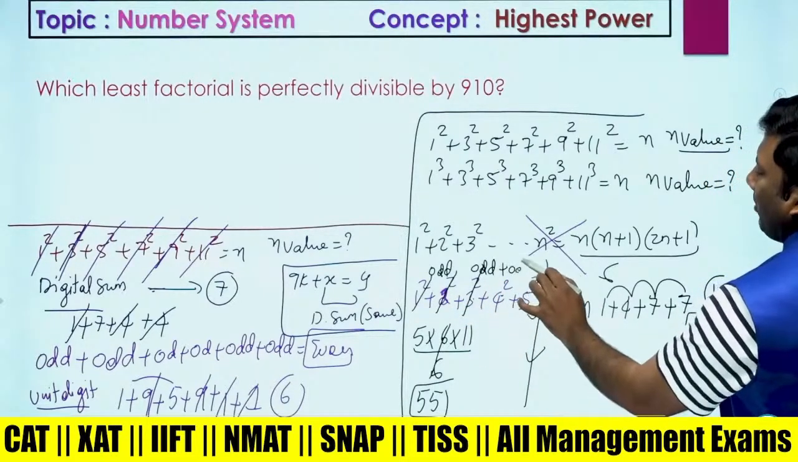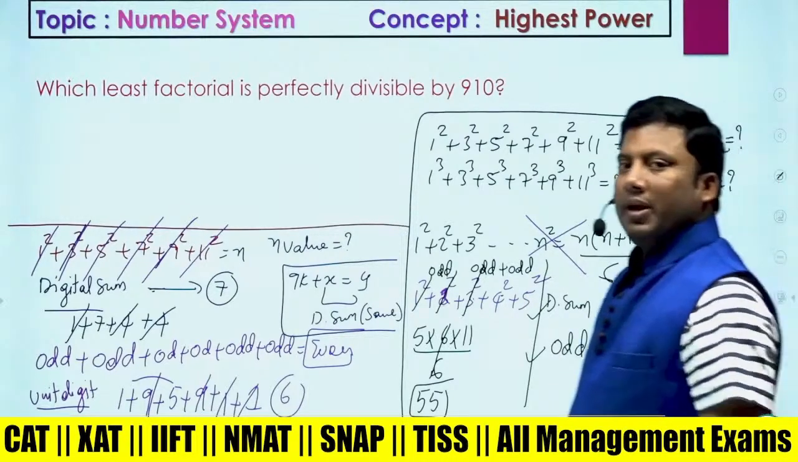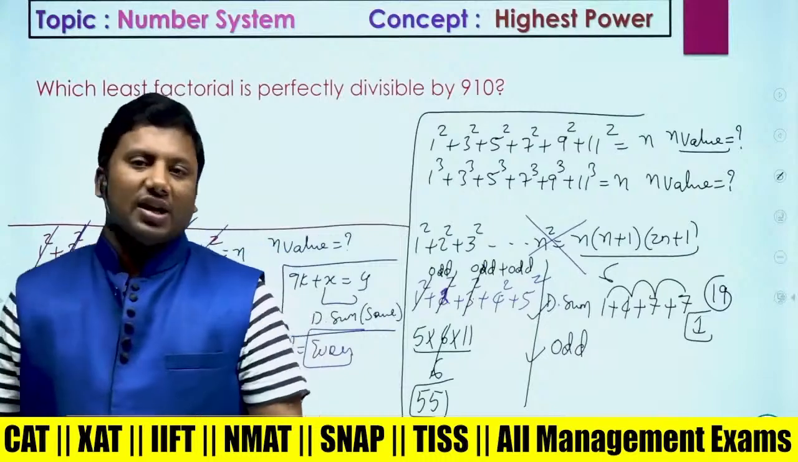5 is an odd number. Odd plus odd plus odd. Answer should be an odd number. 55, it is an odd number.